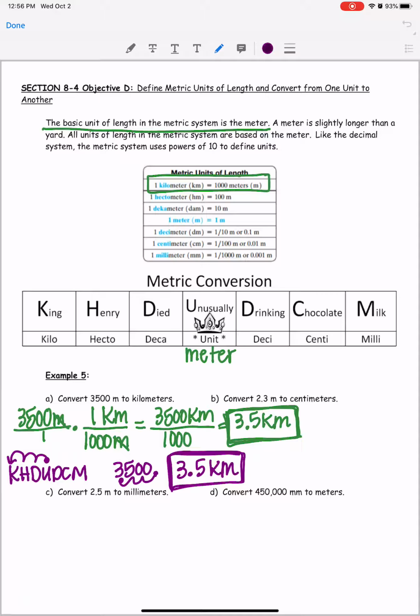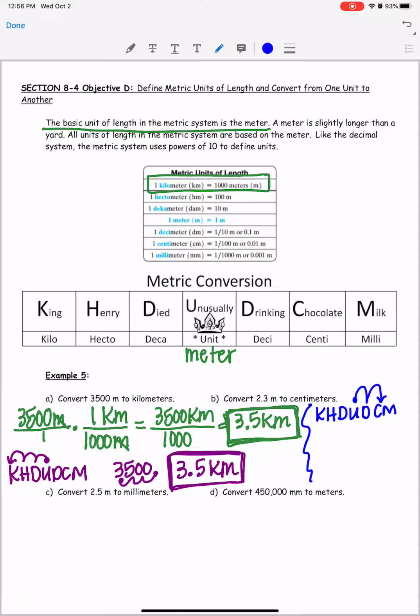Okay? So, let's try this again. Convert 2.3 meters to centimeters. So, write out your metric system thing. King Henry died unusually drinking chocolate milk. I am starting at meters, which is just your regular unit, right? Because it doesn't have a prefix. And I'm wanting to move it to the centimeter. So from the unit, I'm going 1, 2 units over, but now I'm going to the right.